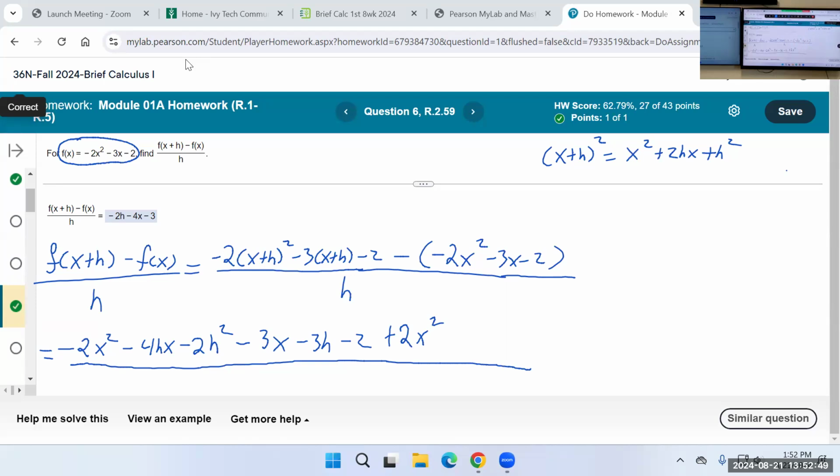So plus 2x squared plus 3x plus 2 over h.